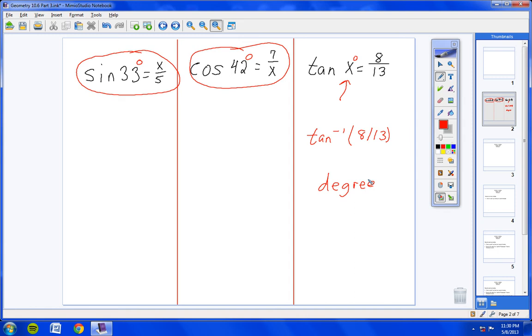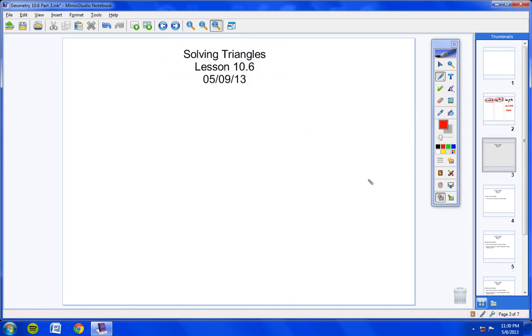So I'm sure you guys are cheering and throwing things in the air, but after you get a hold of yourself, go ahead and grab your notebooks and pencils, and let's take some notes, all right? Okay, please copy this heading in your notes. We are looking at solving triangles, lesson 10.6. And the date is the 9th, okay?